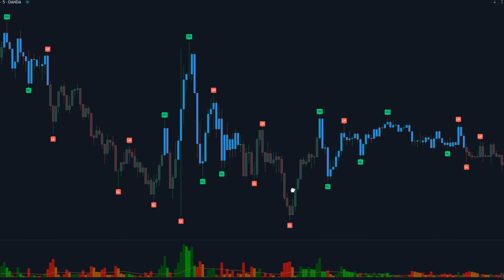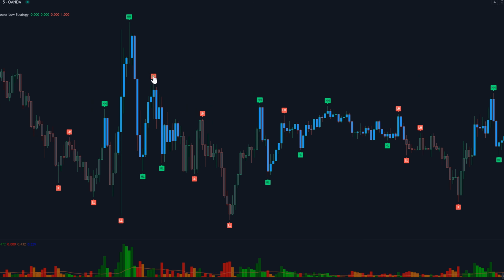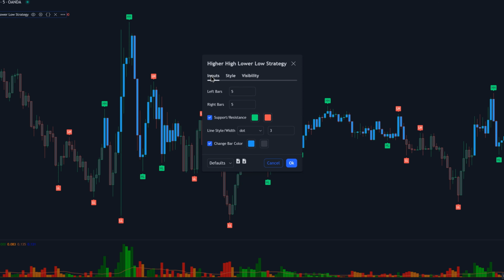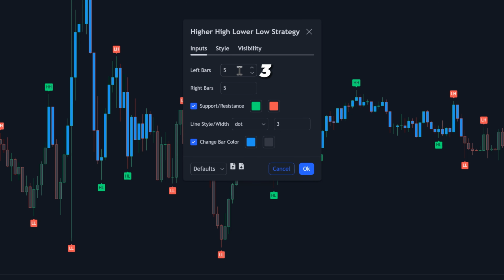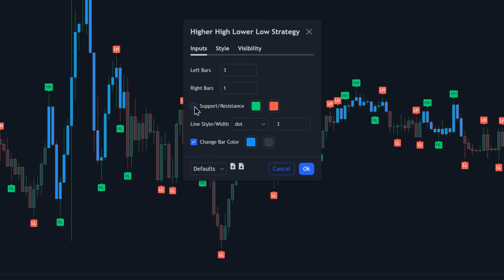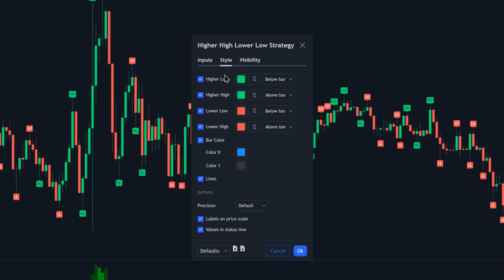Next, double click on the higher high, lower low strategy. Then on the inputs tab, you want to change the left bar's value to 3. For the right bar's value, you want to change it to 1. And then you want to disable the support resistance option and also disable the bar colors. Then head over to the style tab, and then here you want to change these colors to something a bit dull instead of having these super bright labels on your chart.